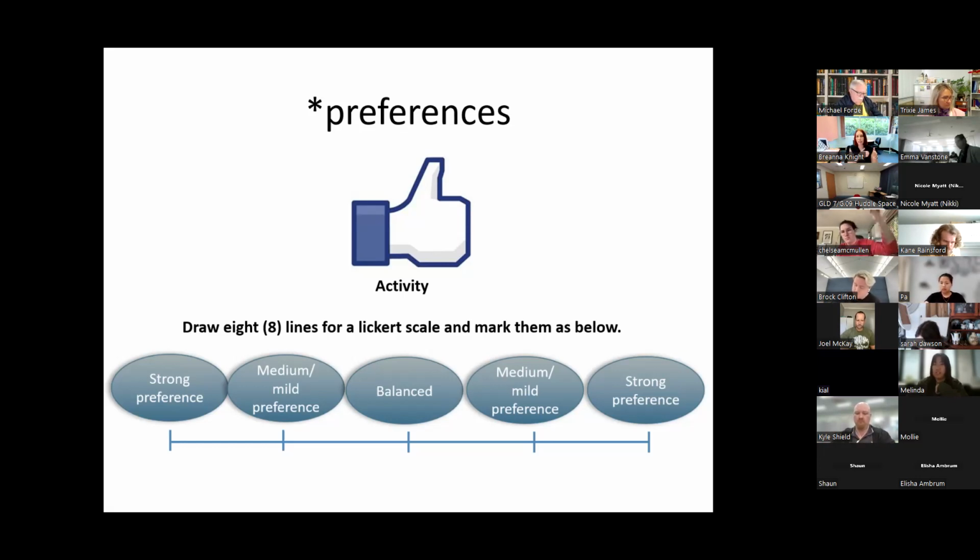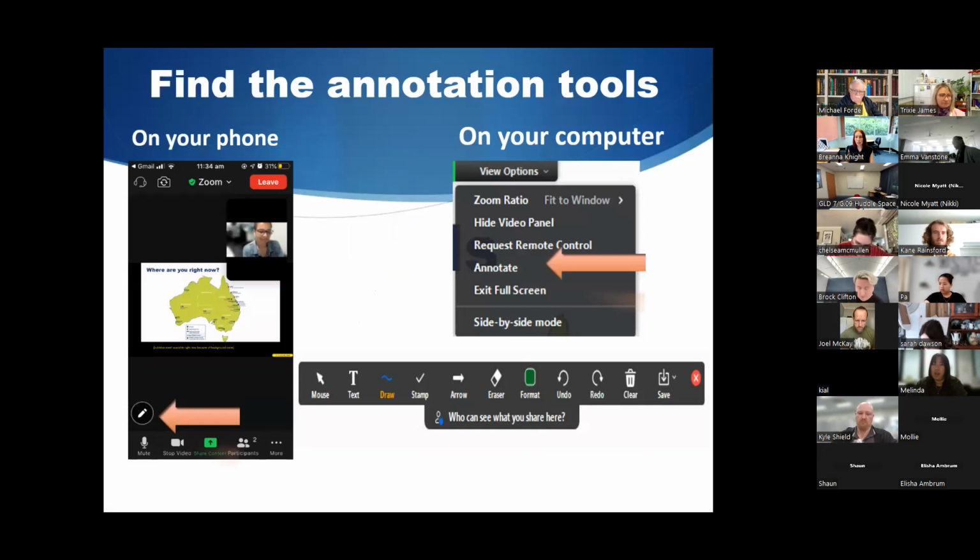So as we go through, I want you to jot these down in your book, just so you've got them. We're also going to do it on the screen because I do love using annotations. So if you're on your phone, your annotation button should just be down the bottom. If you're using a computer, you should be able to go up to view options, and then there's an annotate button there. So you can draw and stamp and stuff on the screen.